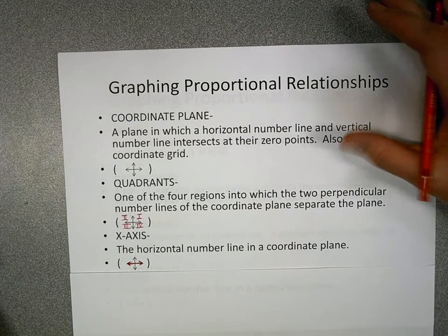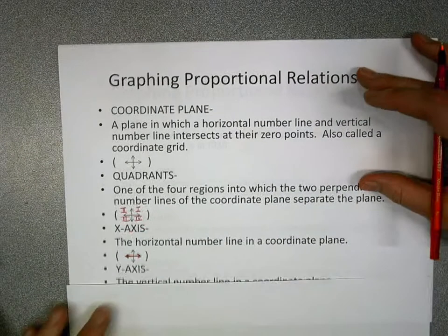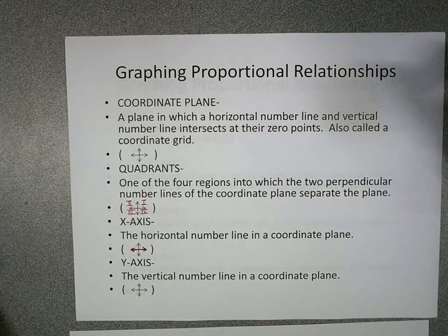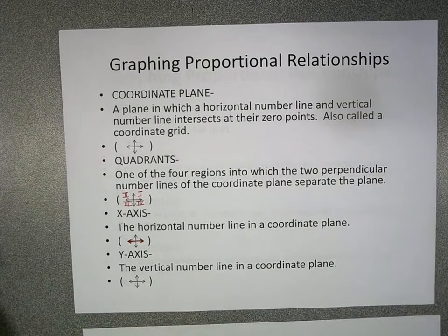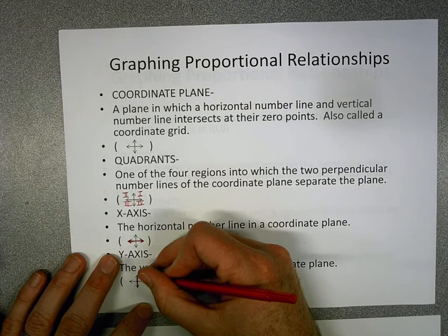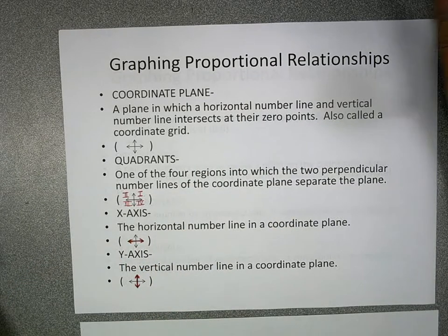Now we have the x-axis, and our next word is y-axis. Everyone? Okay, the y-axis is the vertical number line in a coordinate plane. The vertical number line in a coordinate plane. So in your little box, go ahead and draw your little coordinate plane again. And this time, let's scribble in the vertical one. There we go. The vertical, that is your y-axis.